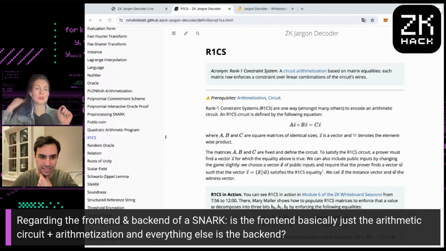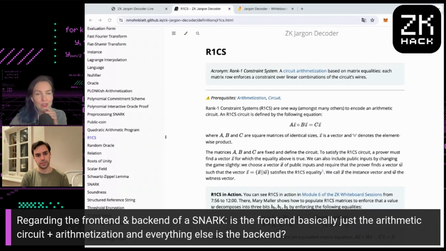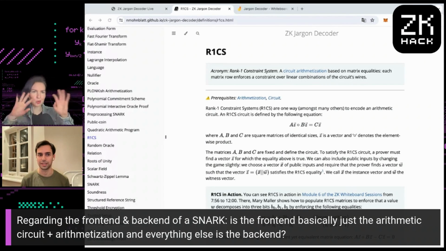So this one came earlier today regarding the front end and the back end of a SNARK. We didn't really talk about this, did we? It's not polynomial and polynomial. Those are both, this is a different separation. Okay, are those both back end, polynomial commitment and IOP? Or are they a totally different paradigm? No, they are both in the backend. Okay, they are the backend.